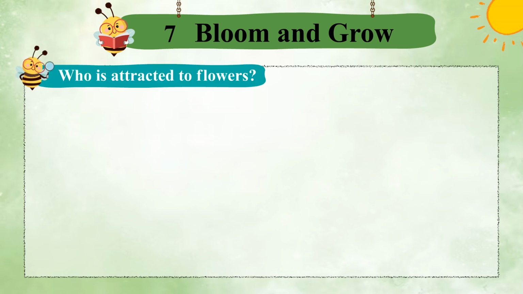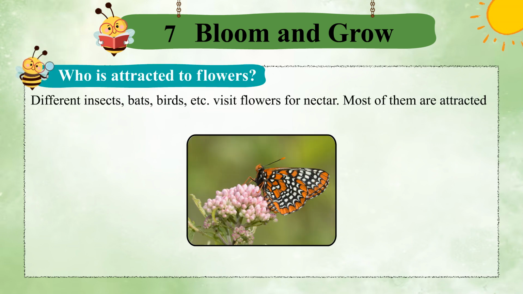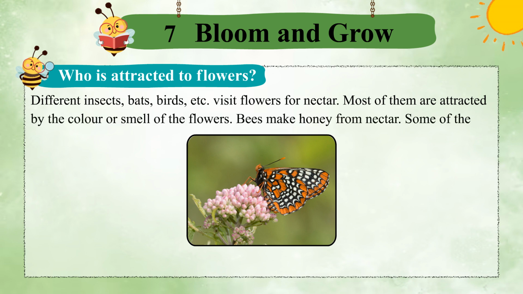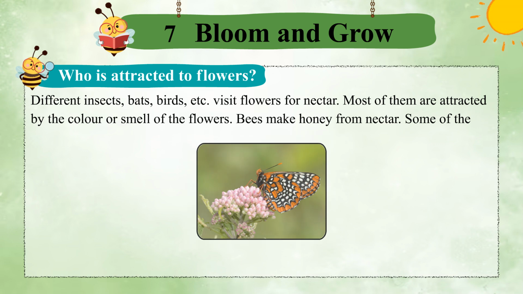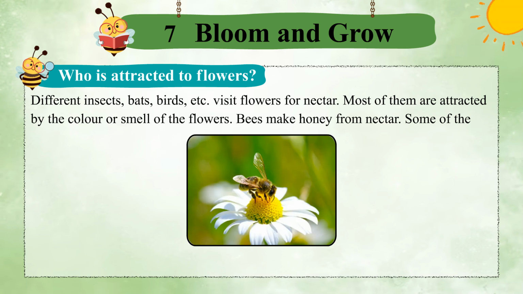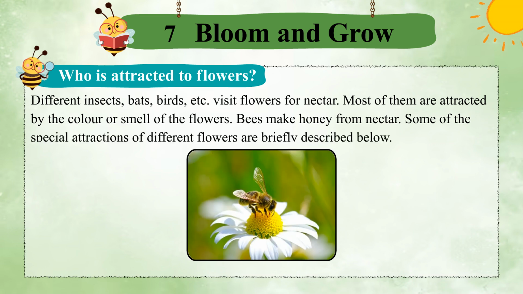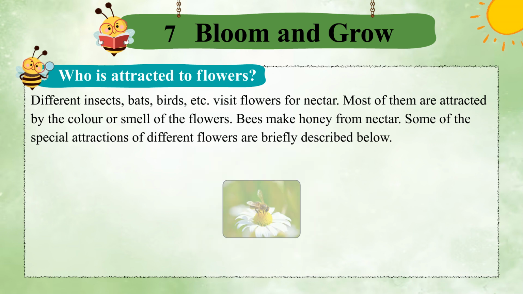Who is attracted to flowers? Different insects, bats, birds, etc. visit flowers for nectar. Most of them are attracted by the color or smell of the flowers. Bees make honey from nectar. Some of the special attractions of different flowers are briefly described below.